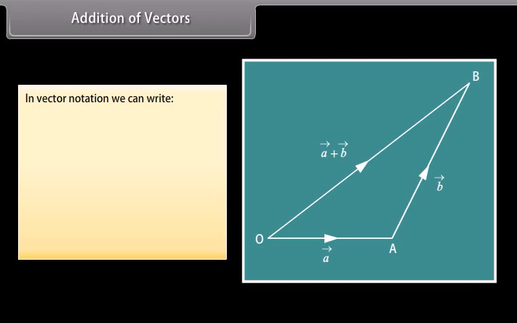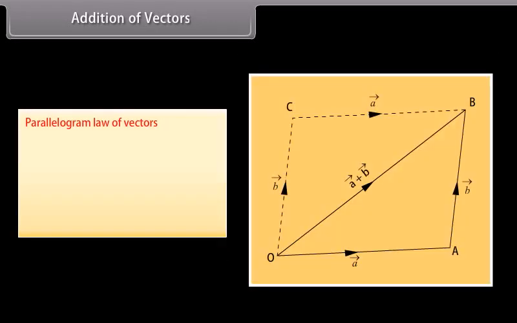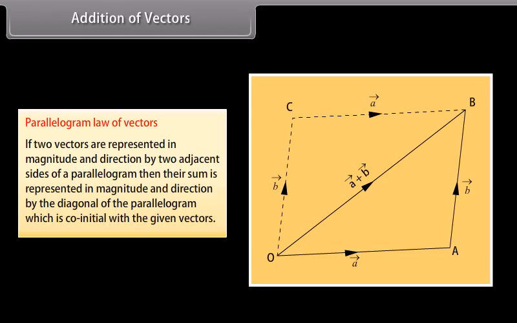In vector notation we can write, if vector OA equals vector A and vector AB equals vector B, then vector OB equals vector A plus vector B, or vector OA plus vector AB equals vector OB. Parallelogram law of vectors. If two vectors are represented in magnitude and direction by two adjacent sides of a parallelogram, then their sum is represented in magnitude and direction by the diagonal of the parallelogram, which is co-initial with the given vectors.